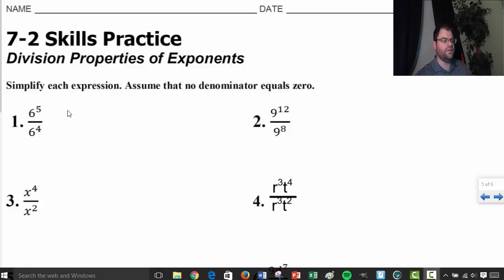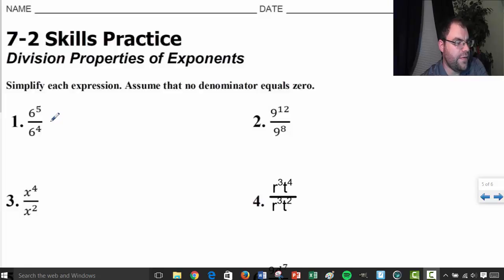And get started on your 7-2 skills practice. This is division properties of exponents. I believe I gave this as a homework assignment, so hopefully you've done it. If not, you're watching this. This is for the Algebra 1 students. So let's take a look at number 1.